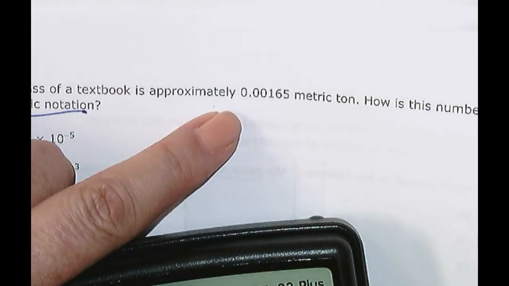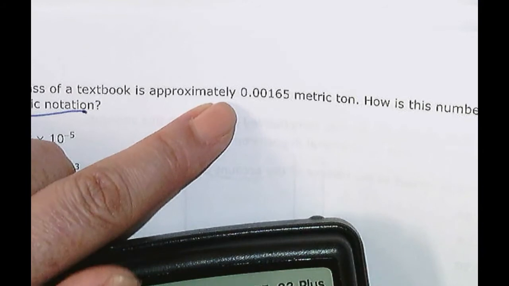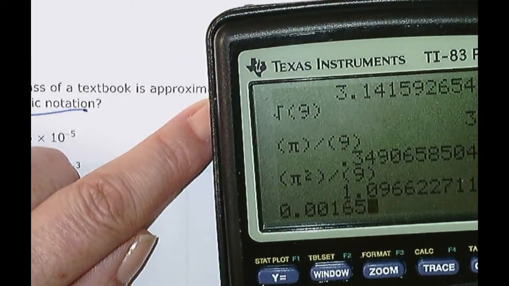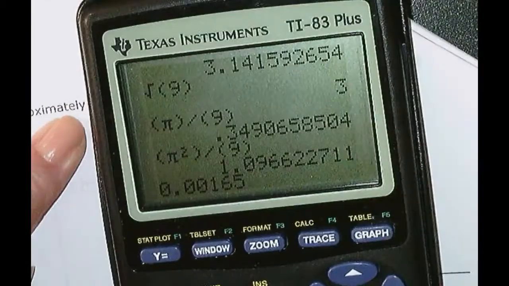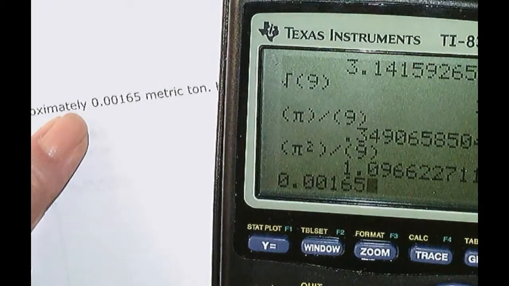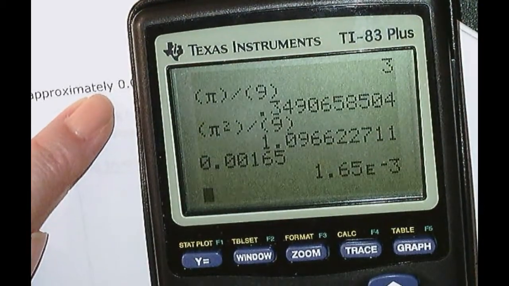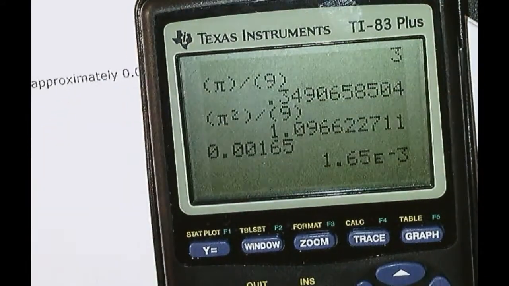So I don't care. Type in that 0.00165. Check my calculator. I even typed in the first 0. Do I need it? No, but I typed it in just in case. So, does it match? Everybody look. Perfect. Hit the enter button. The E does not stand for error. You're right. So I should write down 1.65 E negative 3.